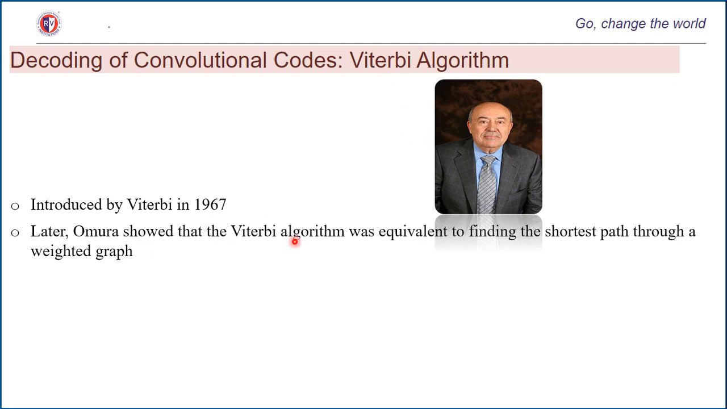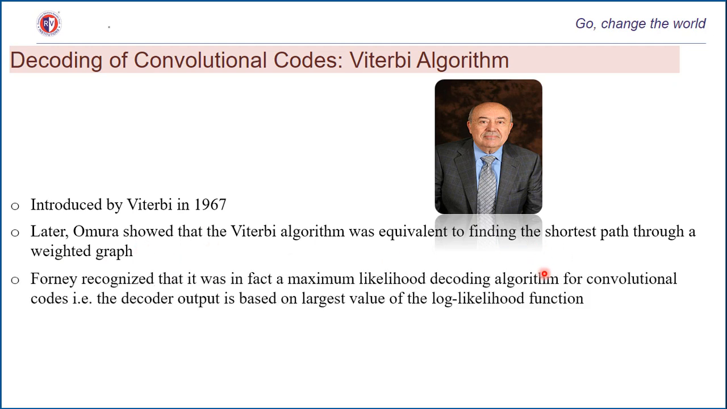Later, Omura showed that the Viterbi algorithm is indeed finding the shortest path through the weighted graph. The weighted graph we have seen in the earlier case where we described the transfer function. So it was equivalent to finding the shortest path. Forney and other scientists recognized the Viterbi algorithm as a maximum likelihood decoding algorithm for convolution codes. That is, the decoder output is based on the largest value of the log likelihood function. A maximum likelihood estimator is mathematically maximizing the log likelihood function itself. So Forney finally demonstrated that indeed the Viterbi algorithm is an optimal decoding technique.